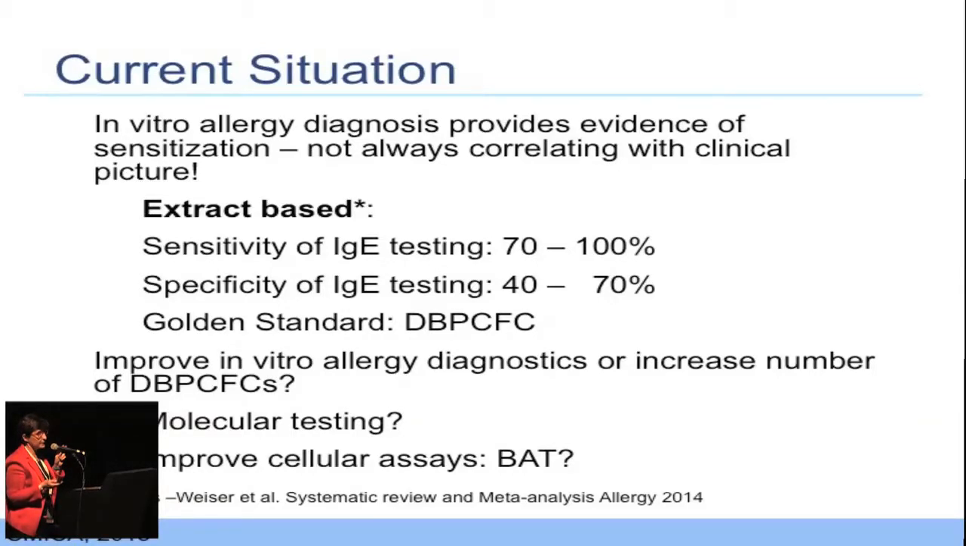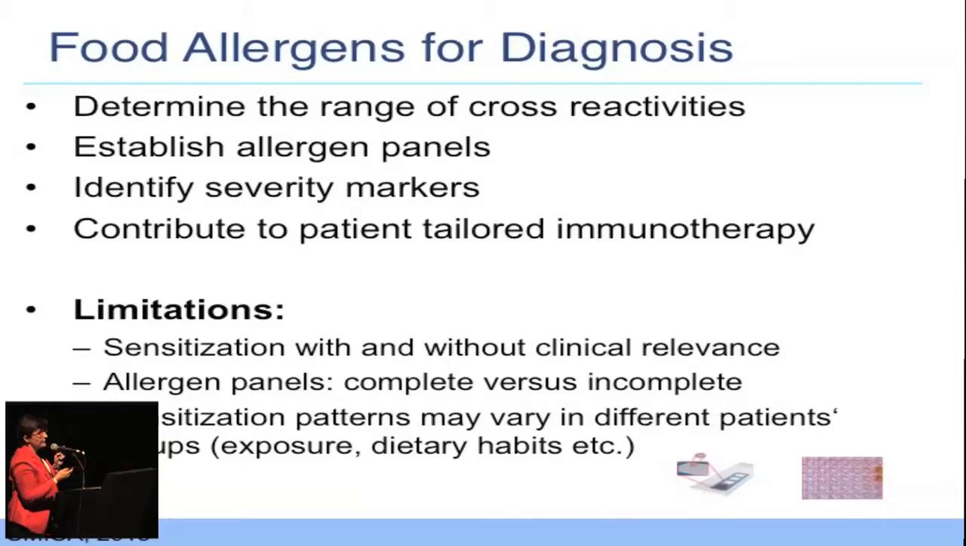There are some examples where it might really be a benefit. There is still lots of improvement to be done in the future. Or do we want to improve cellular assays like the basophil activation test? So let's go through a few examples now. And just briefly mentioning also our guidelines coming from the European Academy of Allergy and Clinical Immunology. These were based on a systematic review, and you can see here the reference where I took the figures for the sensitivity and specificity testing. So, if we go for individual food allergens for diagnosis, they may help us to determine the range of cross-reactivity.